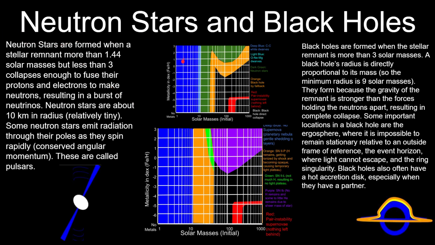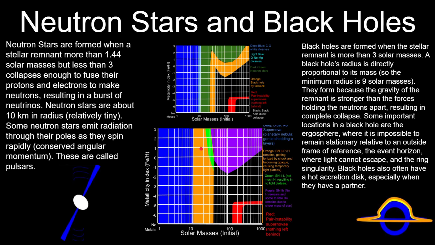Okay, neutron stars and black holes. Up here is a graph which shows the different kinds of stellar remnants that can form. As you can see, if the solar mass is more than 10, and at any metallicity, if it's less than 25, or if it's high enough metallicity, neutron stars can form. Otherwise, if it's less than 10, it's white dwarfs, and otherwise, if it's more than 25 solar masses and low enough metallicity, black holes can form.